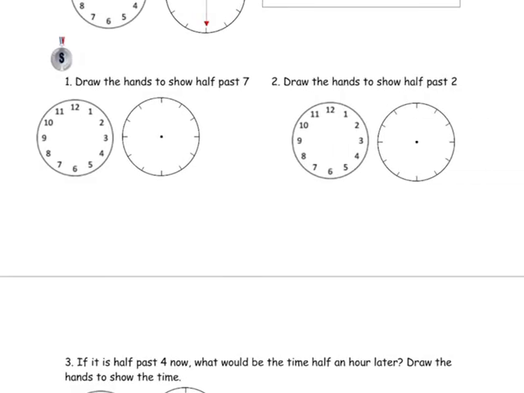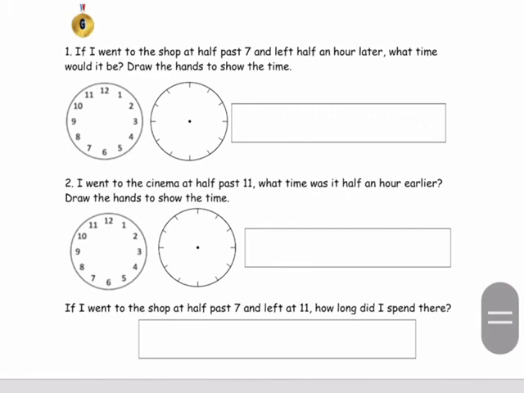For silver, you need to draw the hands, the hour hand and the minute hand, to show what the time is. And then as you progress, there are a few questions asking what the time would be half an hour later or half an hour earlier. And then for gold, you will have a few worded problems asking you to work out what the time would be half an hour later or half an hour earlier.